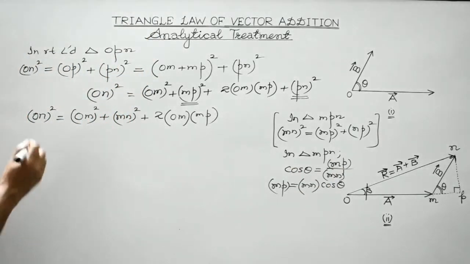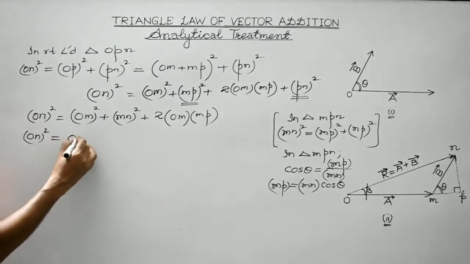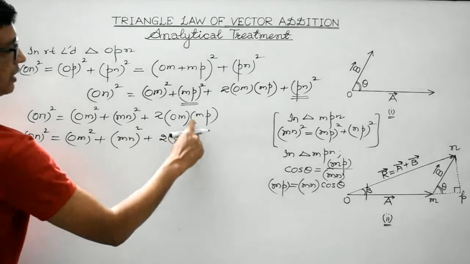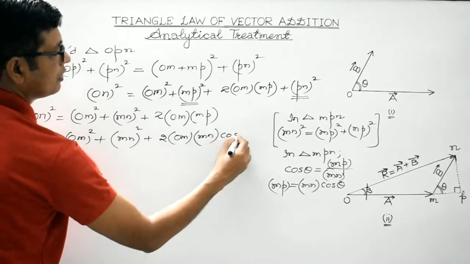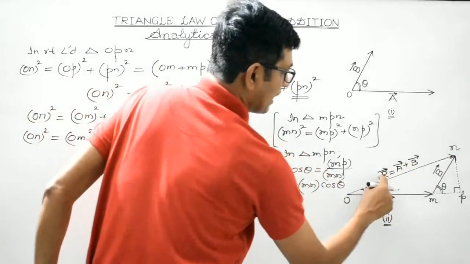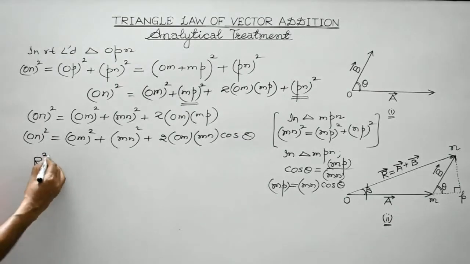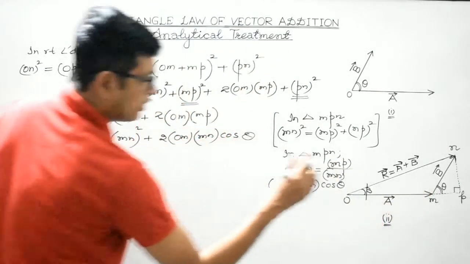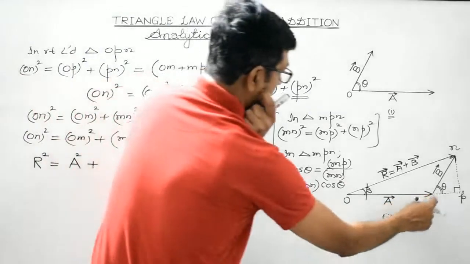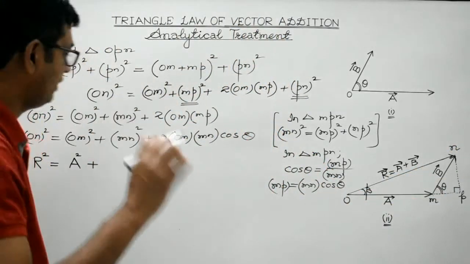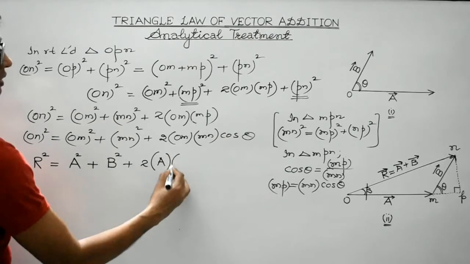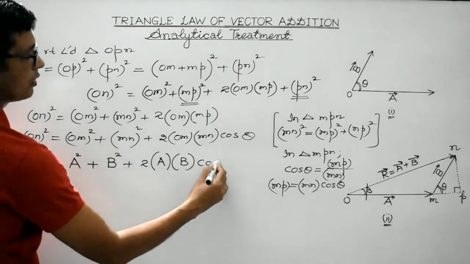So what we get is ON square is equal to OM square plus MN square plus twice OM, and in place of MP we can write MN cos theta. Now let's substitute the values. ON, its magnitude is R, so it will be R square, right? OM, its magnitude is A, so it is A square. We are trying to find out the magnitude of the resultant. MN, students, it's a vector whose magnitude is B, so it will be B square plus twice OM, that is A, MN, that is B, and cos theta.